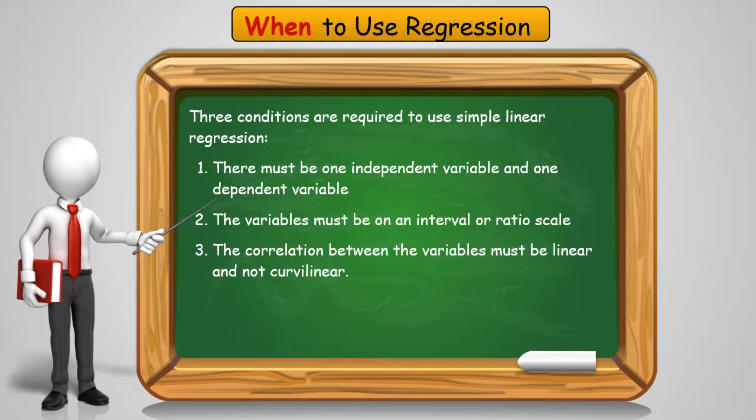So there are 3 conditions that are required in order for you to use simple linear regression. There has to be 1 independent variable and 1 dependent variable. The variables must be on an interval or ratio scale, and the correlation between the variables must be linear, in other words, not curvilinear. Remember the example of age and strength. So all 3 conditions must exist in order for you to be able to use simple linear regression.